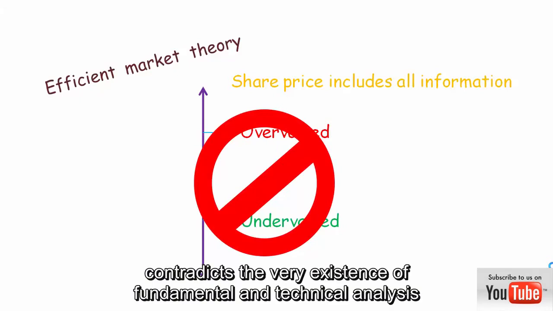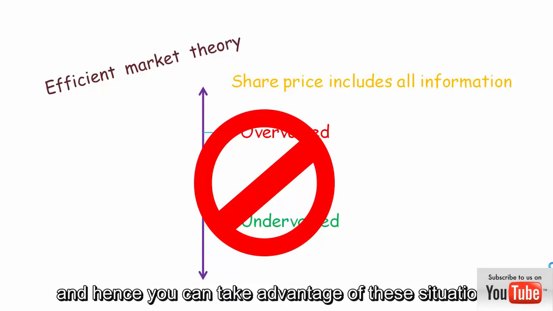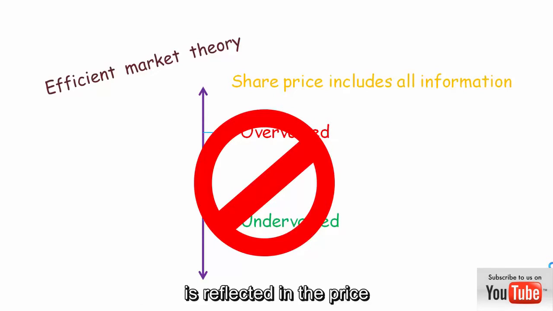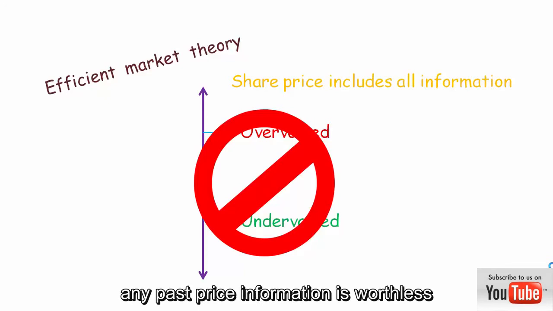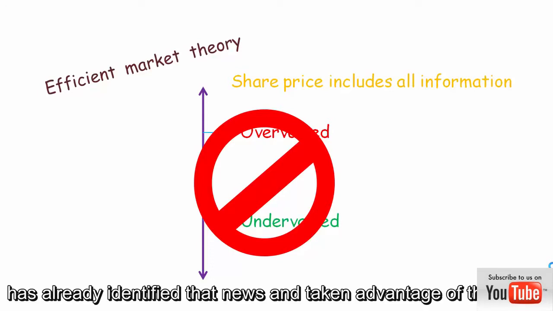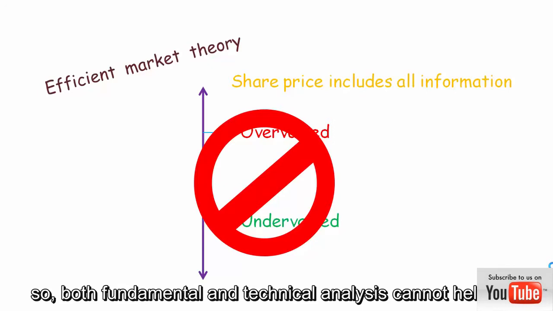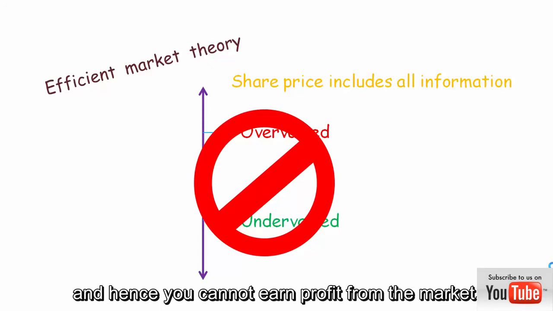Now, this theory contradicts the very existence of fundamental and technical analysis, as fundamental analysis says that companies are under- and overvalued, and hence you can take advantage of these situations. And technical analysis says that all the information is reflected in the price, but you can take advantage of this situation by identifying patterns. But the theory says that any past price information is worthless, and you cannot take advantage, because the market has already identified that news and taken advantage of it, which is now reflected in the current price. So both fundamental and technical analysis cannot help you when analyzing the stock, and hence you cannot earn profit from the market.